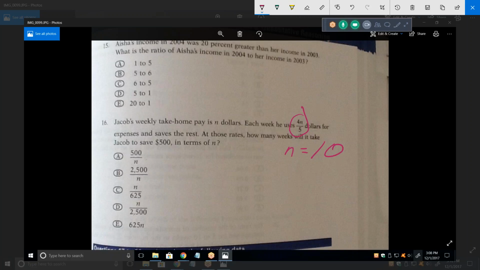Would you have picked 2? I would have picked some multiple of 5. That's fine. You picked 10. That is a multiple of 5. The reason is because I got to multiply that by 4/5. Okay. So how much does he spend each week?